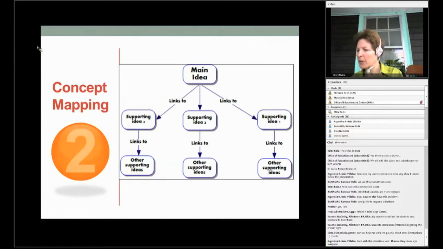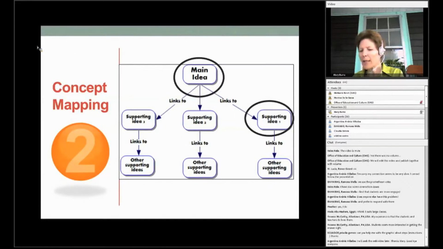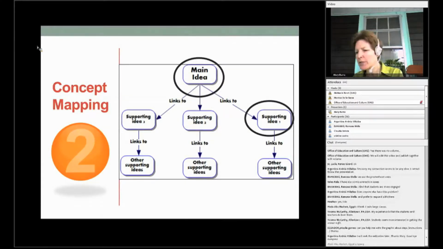So concept maps are diagrams that are used to visually outline information. And some of you may be familiar with these. They can be created around a main idea. It can be a concept, it can be a story. And then this main idea is broken into smaller supporting ideas and even smaller supporting ideas, as you can see here. And then the ideas are linked together.